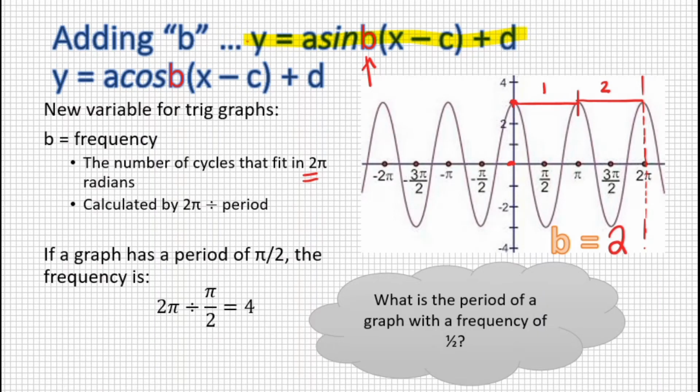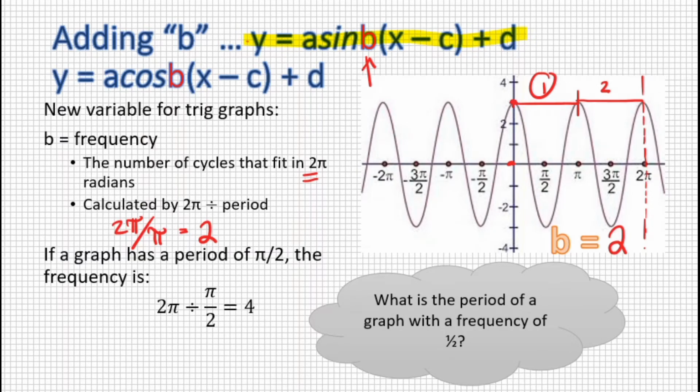How do I find it? If I just want to do math, you take 2 pi and you divide it by the period. So there I was able to do it visually, but if I knew that the period, just looking at one cycle, it goes through an entire cycle in pi. 2 pi divided by the period, time for one cycle, equals 2, which is the frequency.